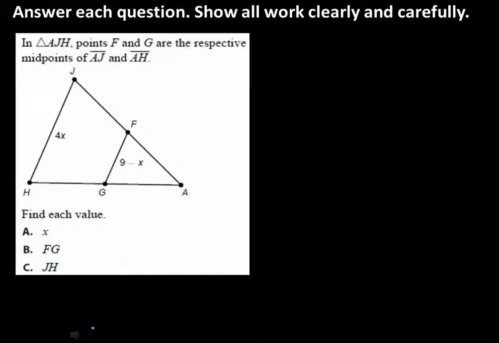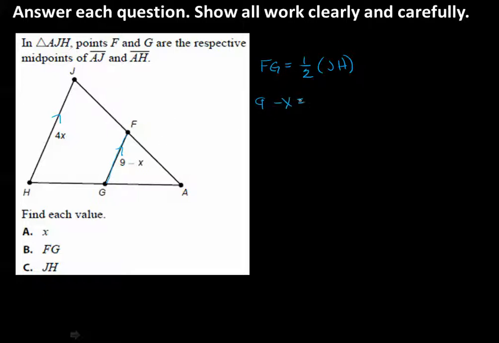And let's look at this one. I believe this is our last example. Okay. It says triangle AJH, points F and G are respective midpoints of AJ and HJ. So that means this is the midsegment. It's parallel to the base. We know that FG is going to equal half of JH.